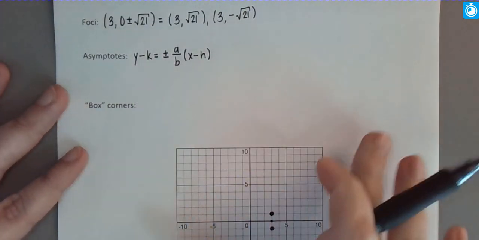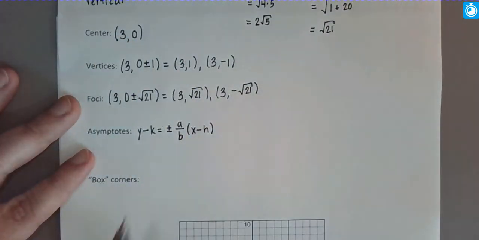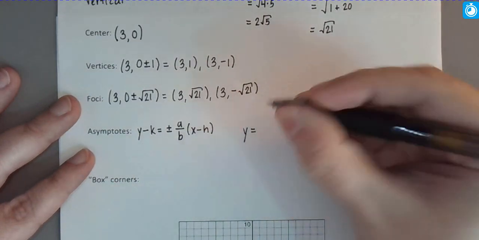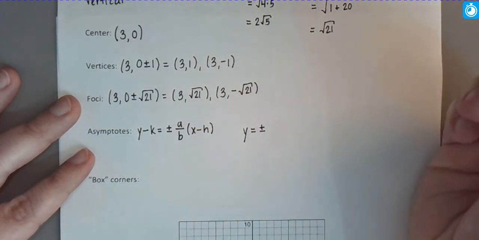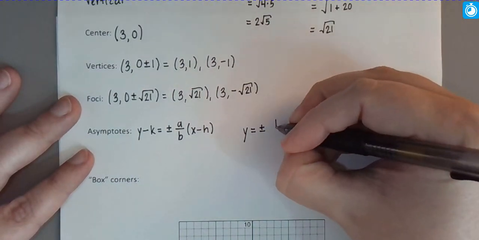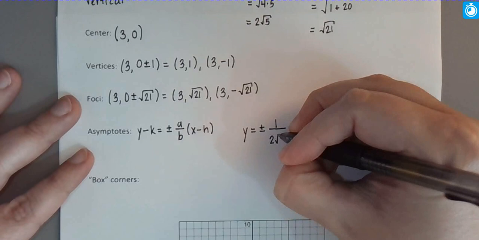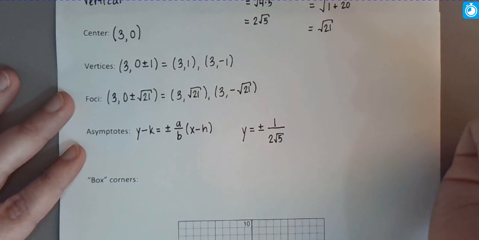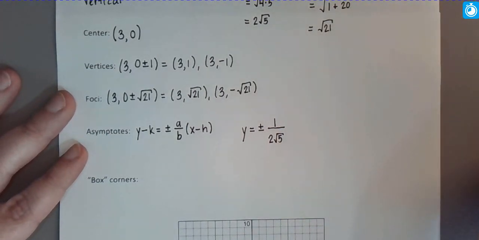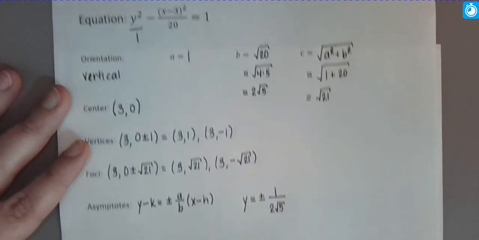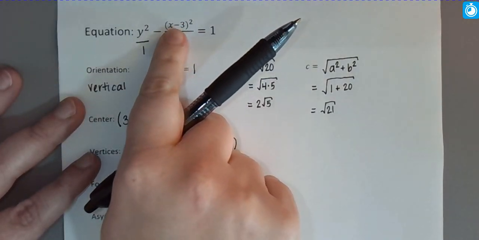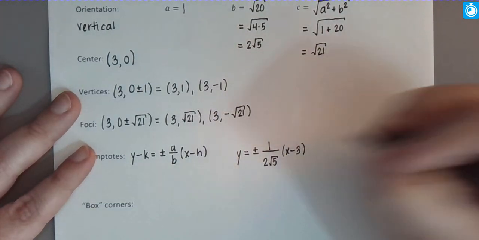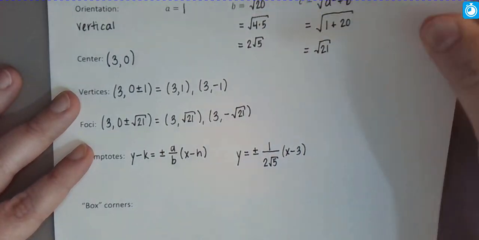Now k is going to be the y coordinate of the center and it's 0. So when we plug that in, it's just going to be y minus 0, which is just y. Now on the other side, we have positive and negative a over b. So a is going to be 1, b is going to be 2 root 5. Now, this is kind of an unfortunate looking number, but it's okay. That's an accurate value for your slope, so don't be alarmed if you see something like that. And then x minus h, essentially we're just copying what we see right here in parentheses, x minus 3. And there we go.